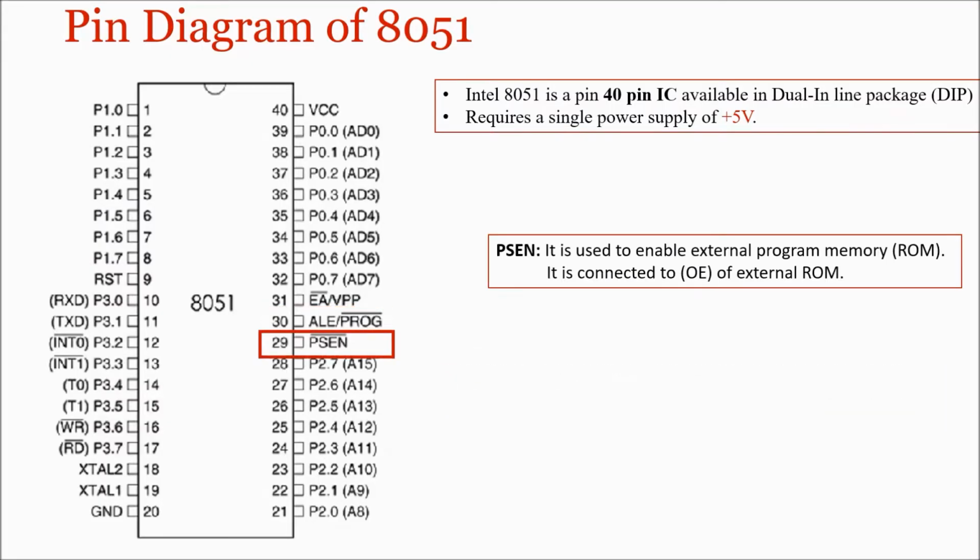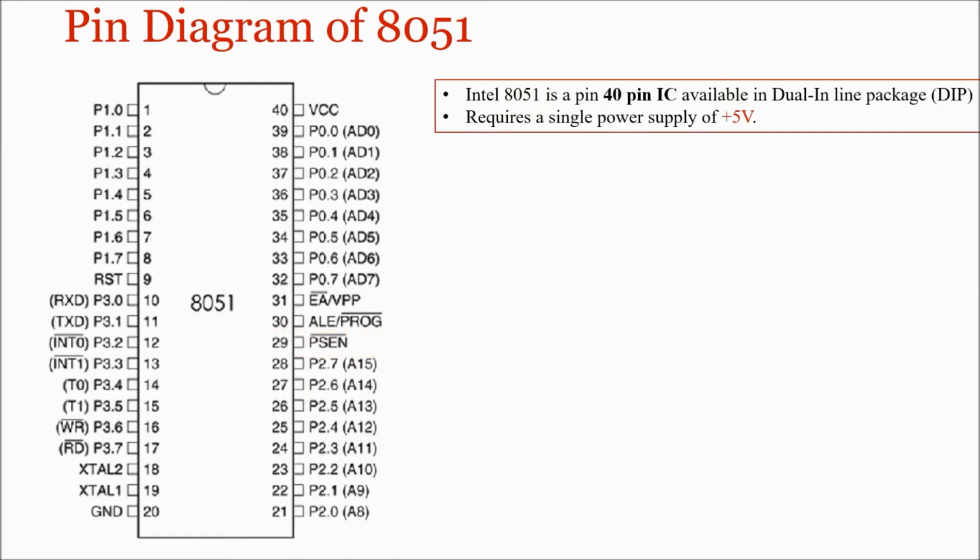The last pin is PSEN. It is used to enable external program memory, and generally it is connected to the output enable terminal of the external ROM. So this is all about the function of each pin of this 8051. The detailed function you will study when we study the particular block or particular port of 8051.